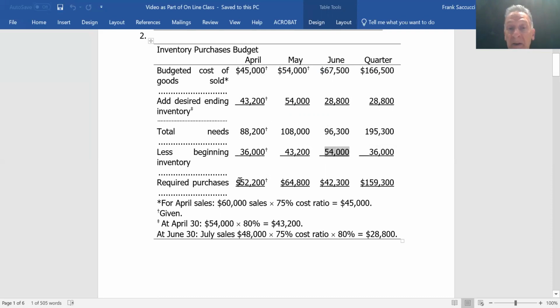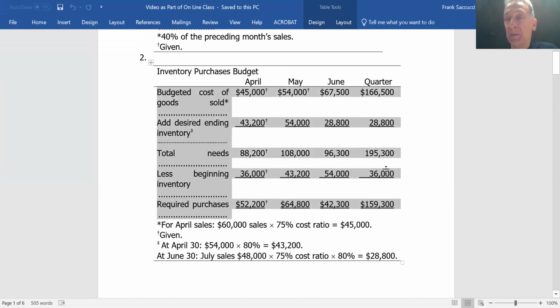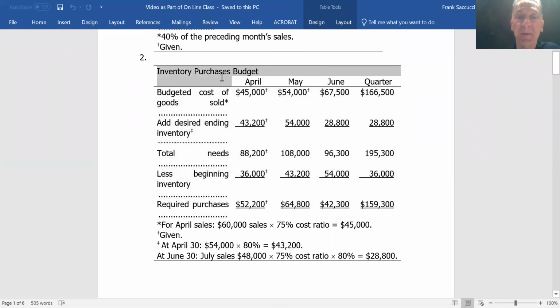The goal of this schedule is to determine how much our purchases of inventory will be. Remember, everything here is at cost. So we had a primer, an introduction to an inventory purchase budget.